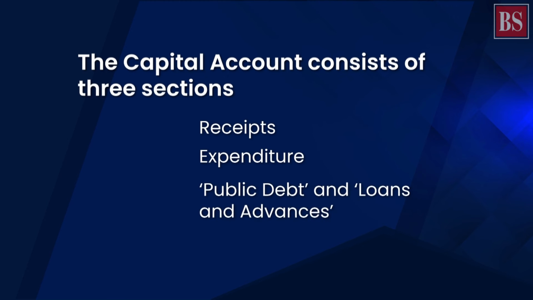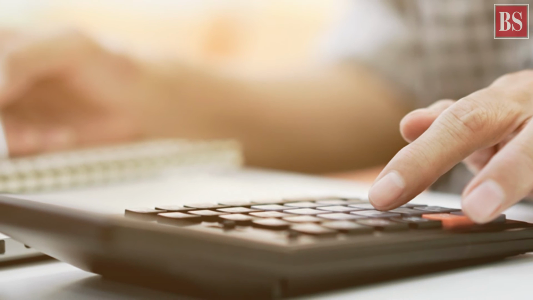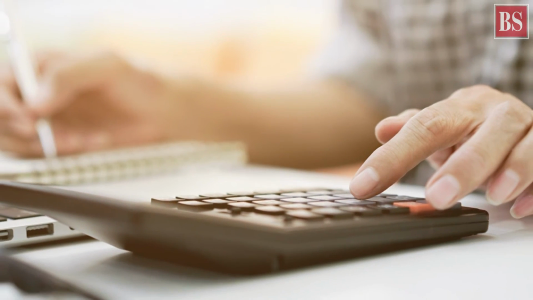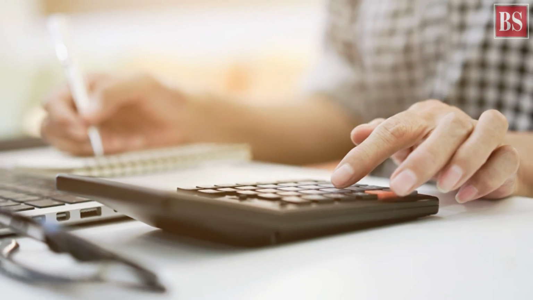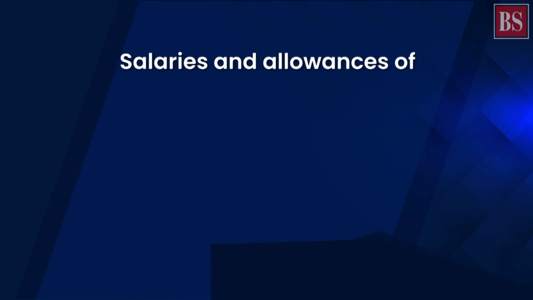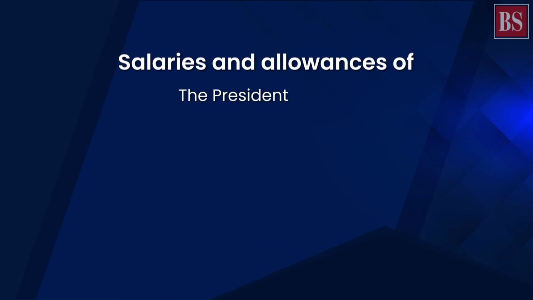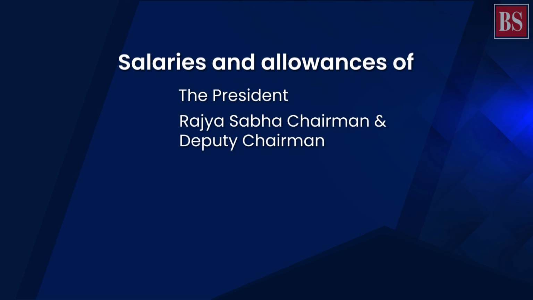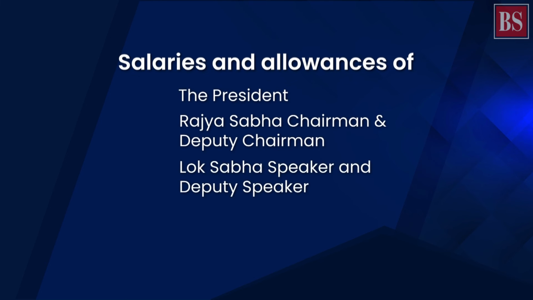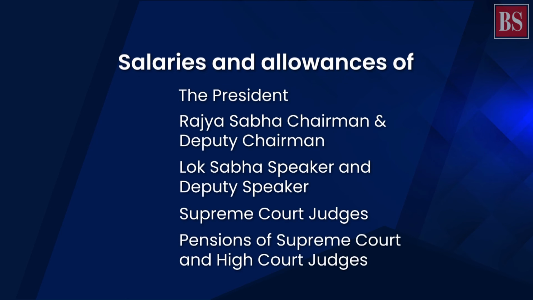The sections Public Debt and Loans and Advances comprise loans raised and their repayments such as internal debt, external debt, and their recoveries. Certain items of expenditure like salaries and allowances of top government officials are also charged on the Consolidated Fund. They include the President, the Chairman and the Deputy Chairman of Rajya Sabha, and the Speaker and the Deputy Speaker of Lok Sabha, salaries, allowances and pensions of Judges of the Supreme Court, Comptroller and Auditor General of India, and the Central Vigilance Commission.